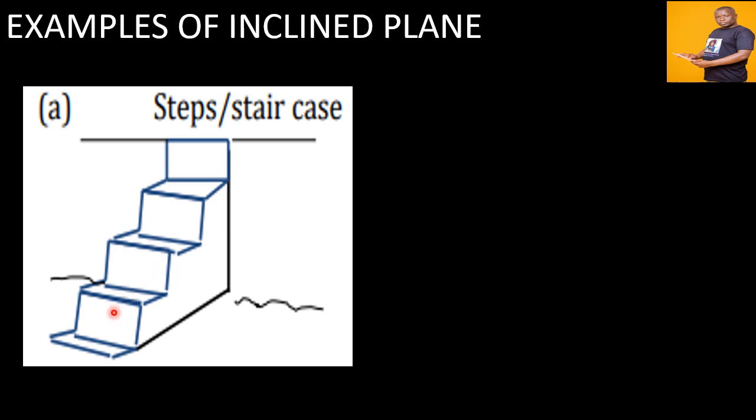I'm referring to the steps at Marymount. There we have new blocks there. So to move from the new blocks going up to the other classrooms, you have to climb up steps. So steps, think about steps wherever they exist. They are an example of an inclined plane.